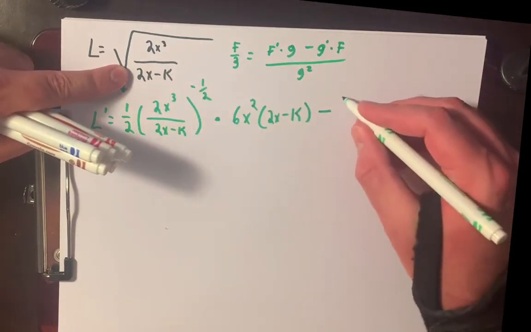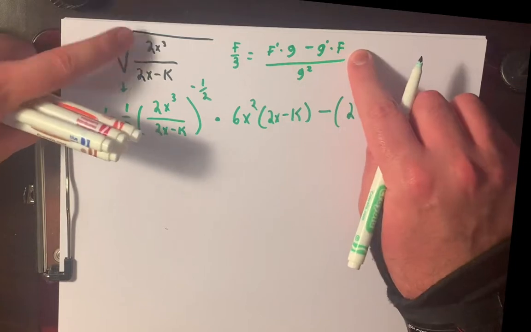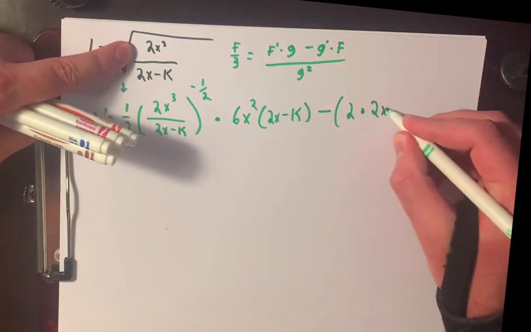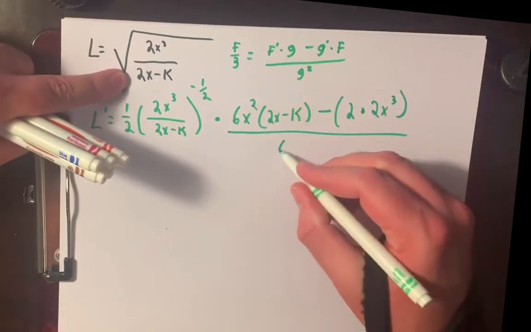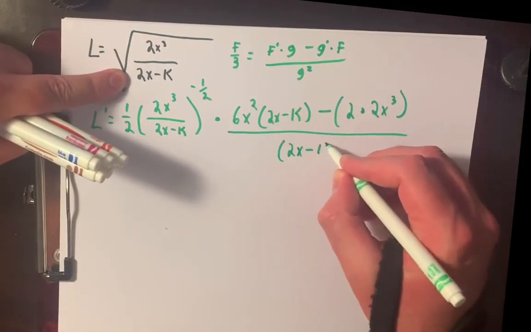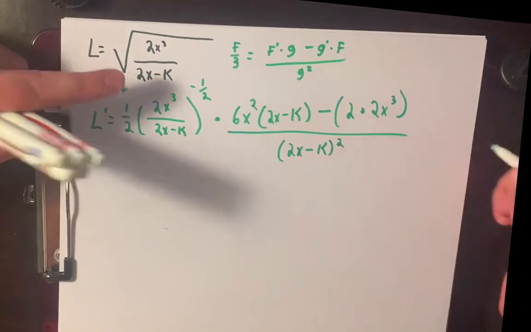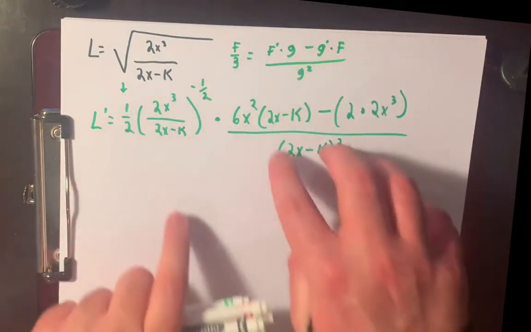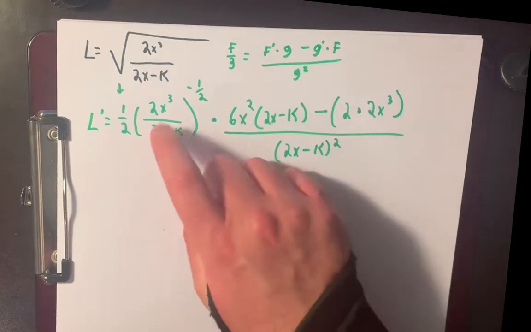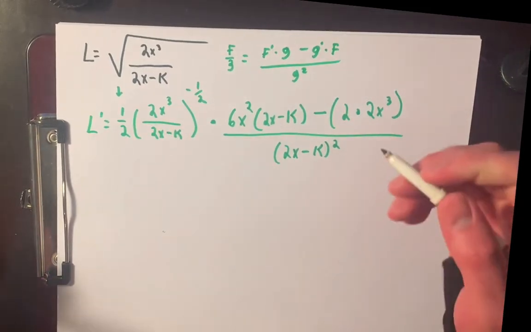That's just going to become 2. So we're going to say 2 times f, which is just 2x to the third. And we're going to divide this whole thing by g squared, which we haven't changed: 2x minus k squared. Okay. So I like to do these things one at a time and break them down. And I'm going to start with the left-hand side just because that's the way that my brain works.